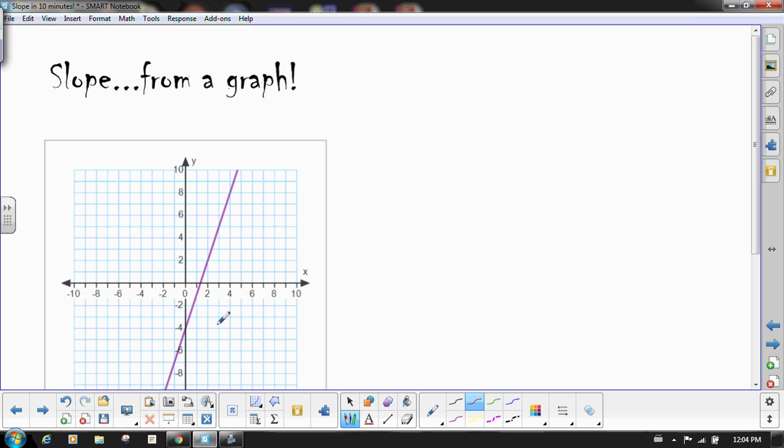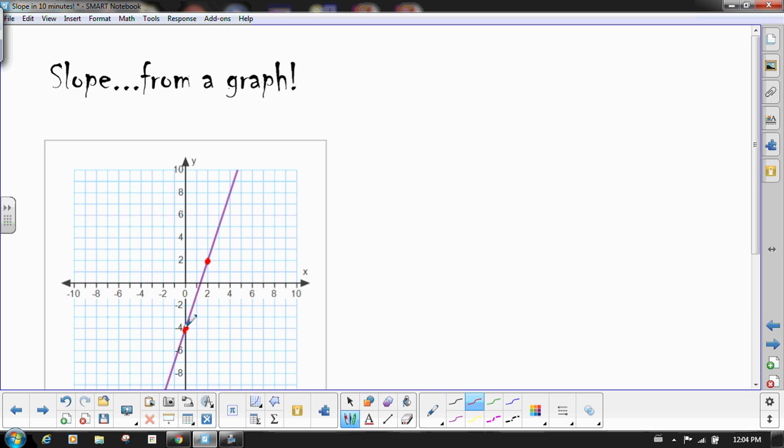From a graph. From a graph, there's a bunch of different options because we have a bunch of different points. But the key to finding the slope using a graph is to pick accurate points. So I'm going to pick the y-intercept, which is right here. And then the next one that I can see that is 100% accurate is right here.